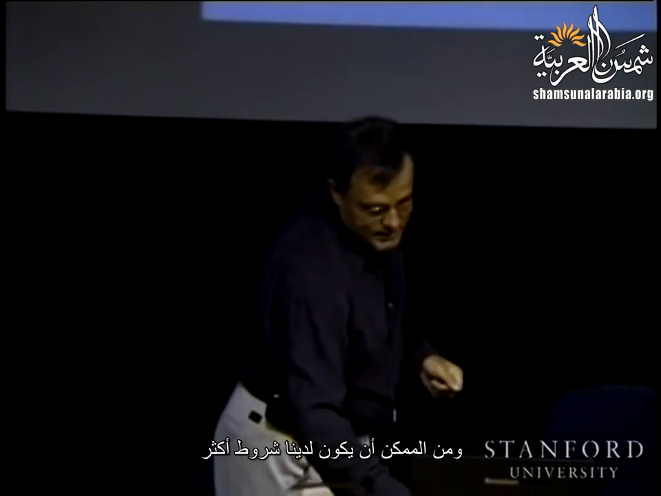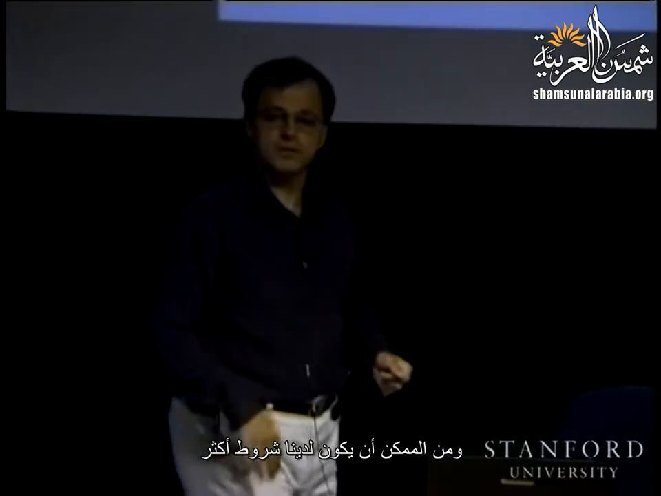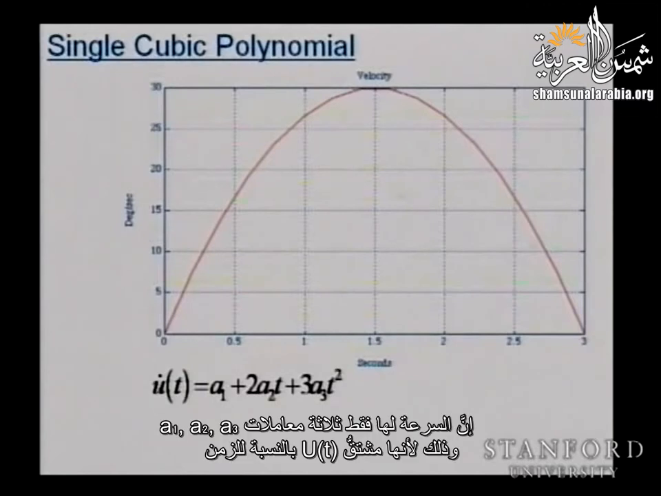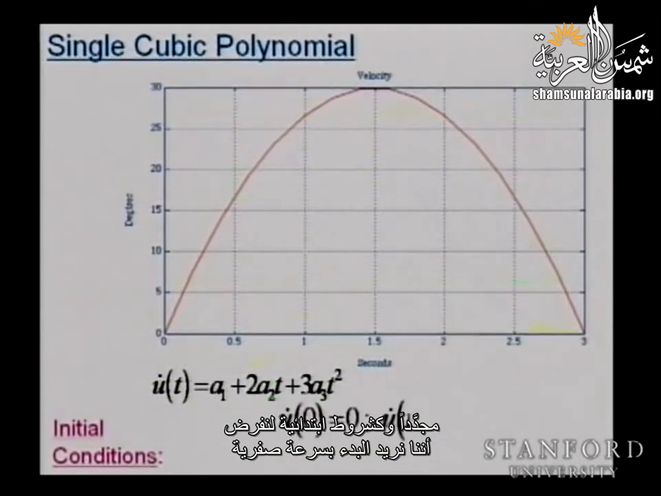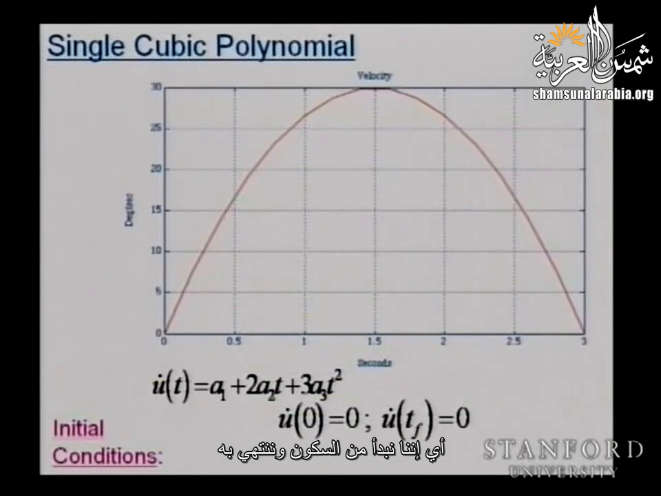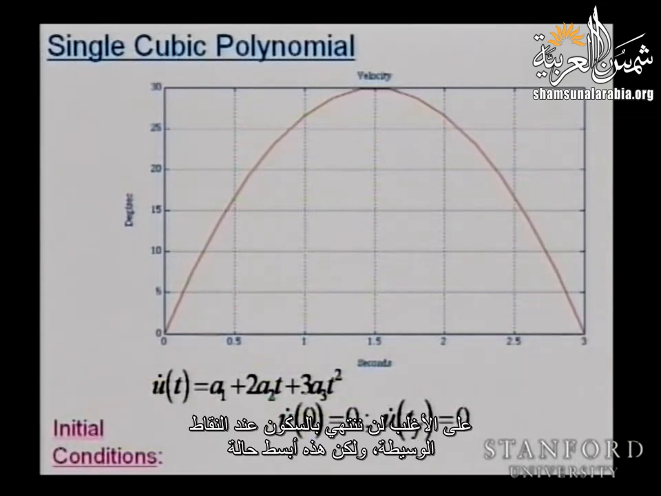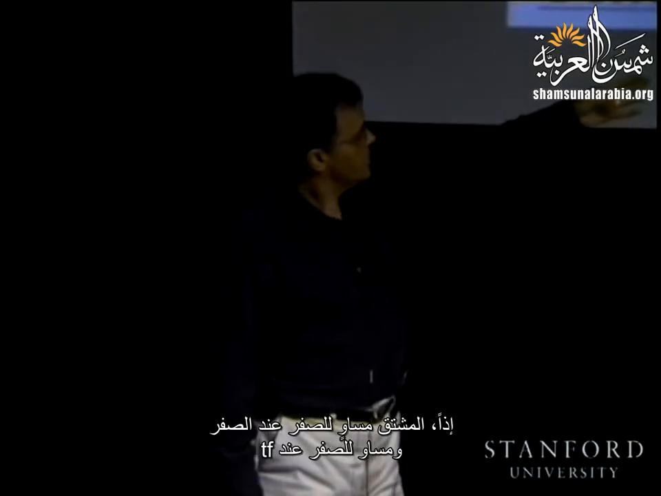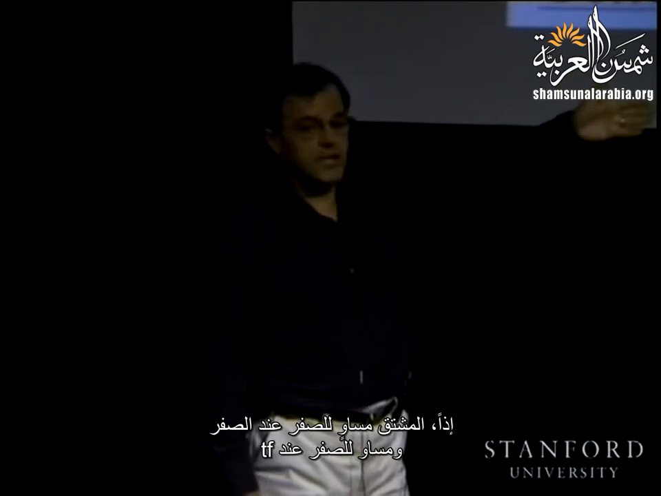Okay? And then we can have more conditions, for example, for the velocity. This is a graph of the velocity of that function. Now, the velocity has only a1, a2, and a3. That's just the derivative with respect to time. And again, as initial conditions, let's say that we want to start at velocity 0, so start at rest and finish at rest. We will probably not be finishing at rest at the intermediate points, but this is the simplest case. So u dot at 0 is 0, u dot at tf is 0.